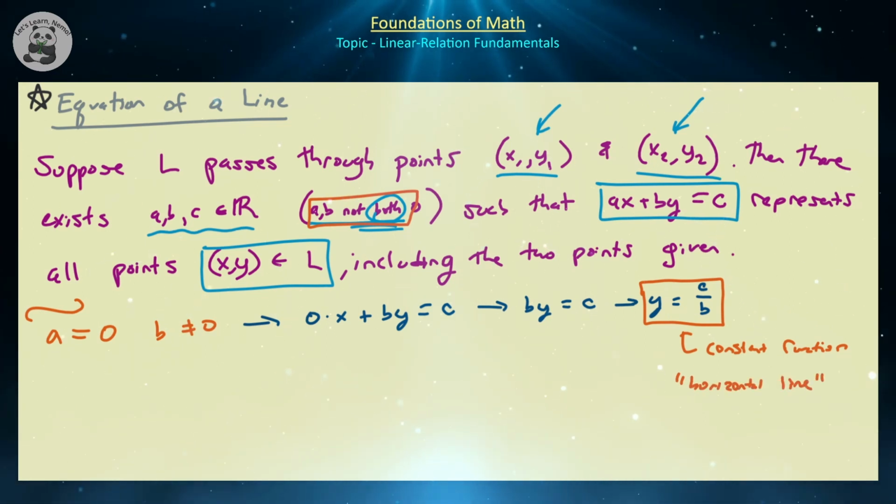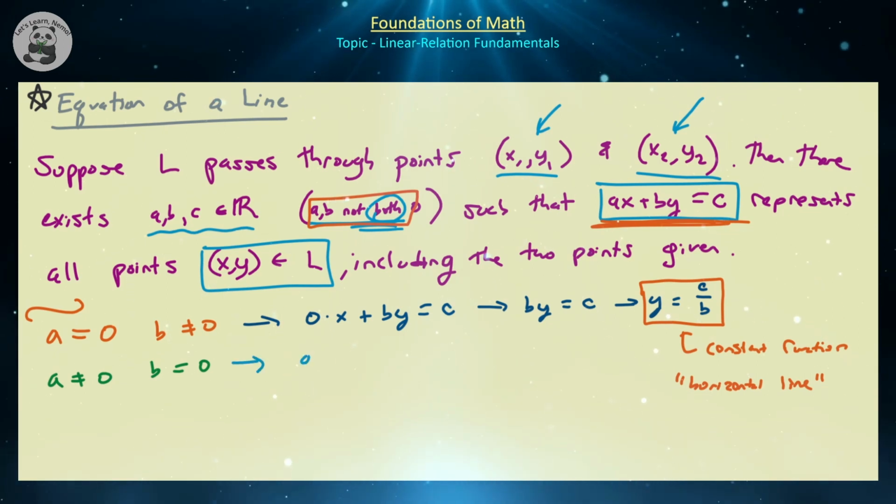Right, so horizontal lines are linear relations for which the a constant in the general form of the equation is equal to 0, giving us y is equal to some constant form. So if we consider the other case, for example, a not equal to 0 and b being equal to 0, what does that give us?